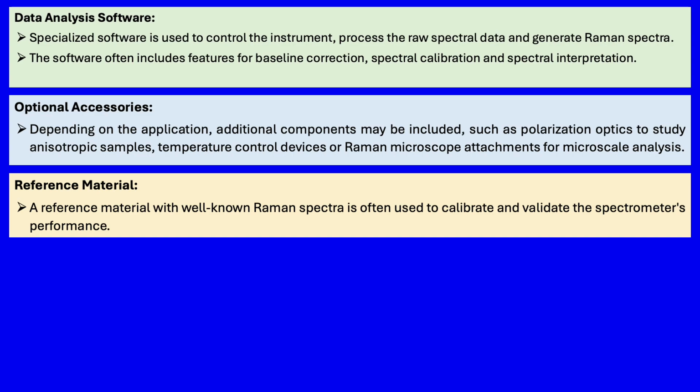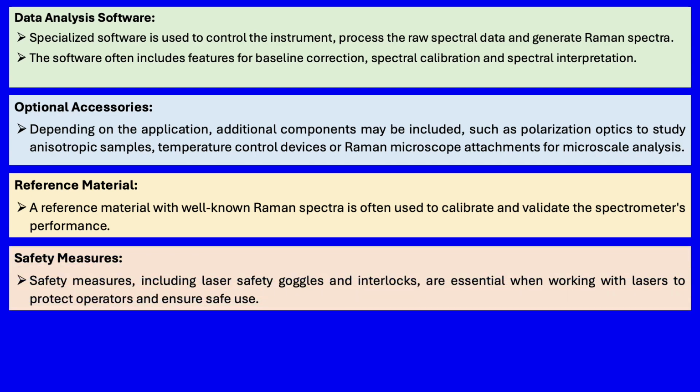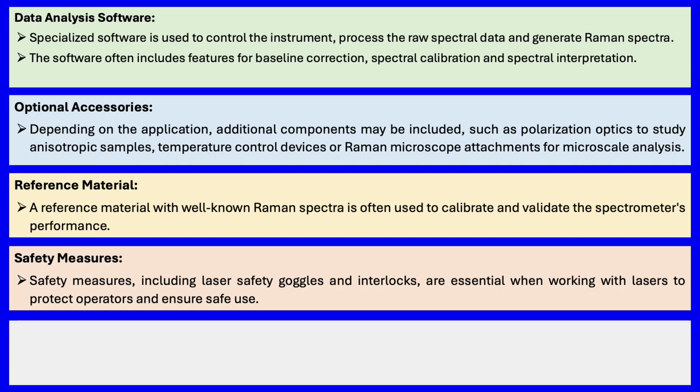Then for reference material, a reference material with well-known Raman spectra is often used to calibrate and validate the spectrophotometer's performance. Safety measures including laser safety goggles and interlocks are essential when working with lasers to protect operators and ensure safe use.